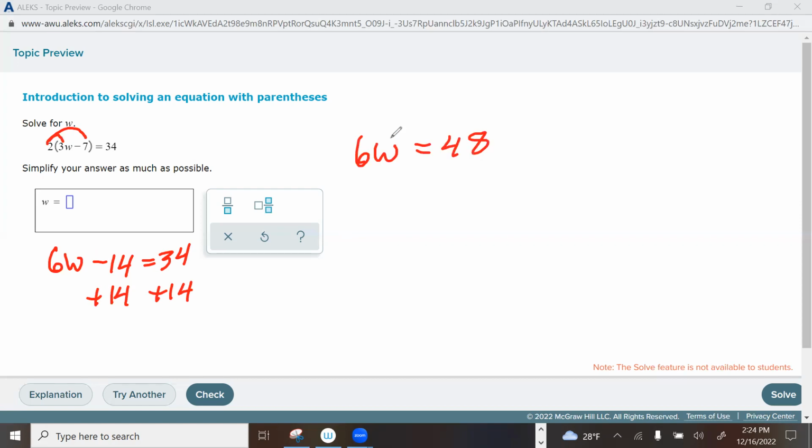And then I would say, what's being done to the variable? It's being multiplied by 6. Well, what's the opposite of multiplying by 6? Dividing by 6. And 6 divided by 6 is just 1, as in 1w. And 48 divided by 6 is 8. And that's how it's done. So you first get rid of the parentheses by multiplying the number outside, multiplying it through.